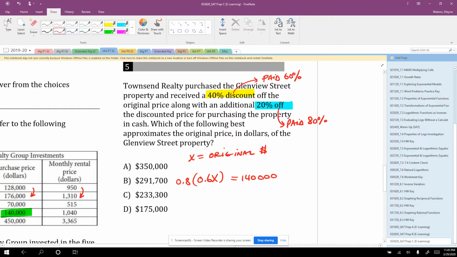Okay. So we ended up paying 80% of the already discounted price, which was 60% of the original, which is X. So if we multiply this out, we get 0.48x is equal to 140,000. Divide both sides by 0.48. And we get 291,667. That's an approximate, the one closest to it, because again, it says which of the following best approximates the original price would be B. It's the one closest to it. Okay, it's a pretty good problem.